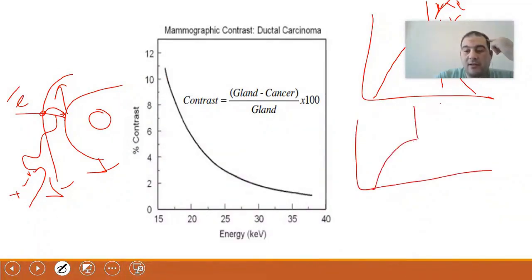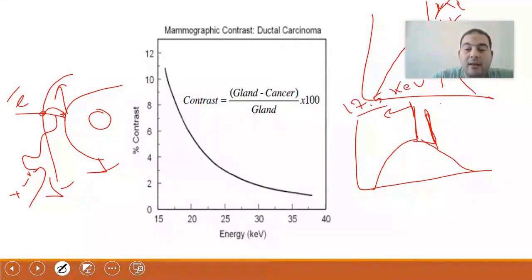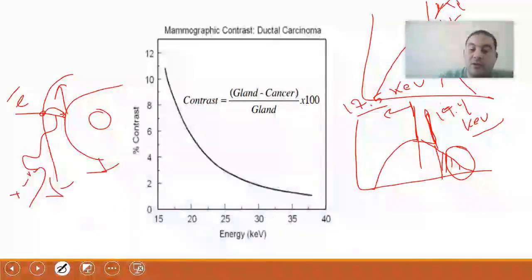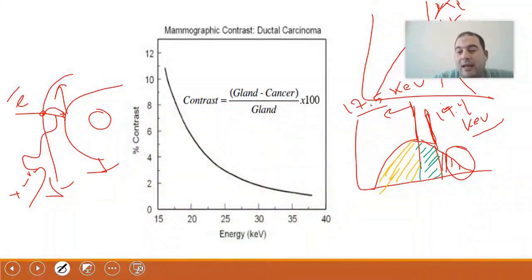You will choose a suitable anode target, because research found molybdenum naturally produces a spectrum possessing distinct characteristic X-rays, one at 17.5 keV and the other at 19.4 keV. So I draw the spectrum of molybdenum, and there is a part here for high energy, which is this area, and a part here for low energy, which is this area, and there is a part here for the characteristic. There is a high part after the characteristic, a part for the characteristic, and a part here for low.